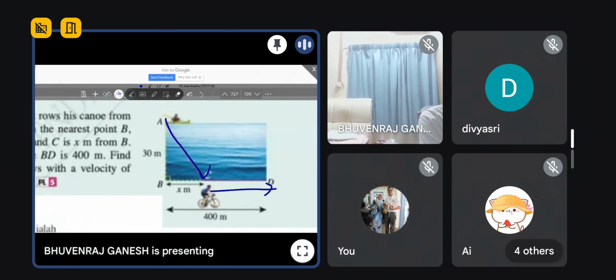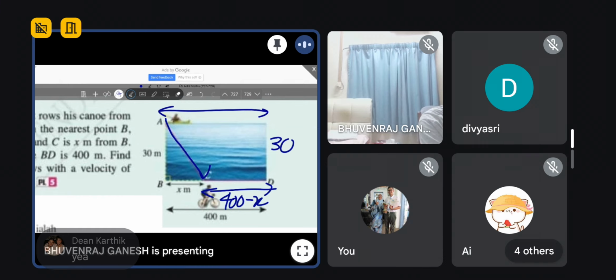So what is this length, guys? Can y'all tell me? CD length. What is its value? You should get, very good, 400 minus X. So just try to fill in the diagram with everything you know. Just label like this, so that it is clearer for you.